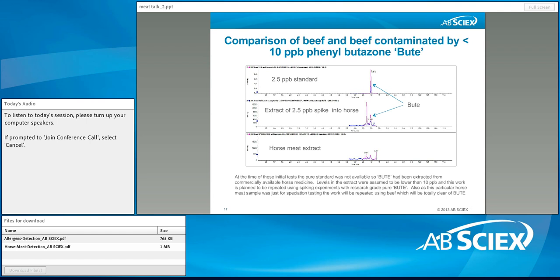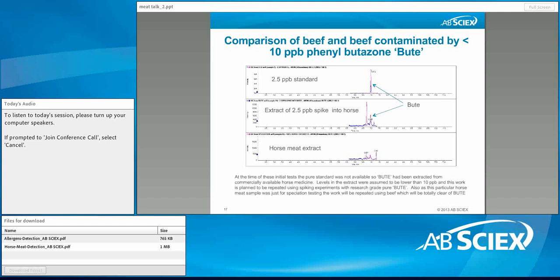And you can see here as well, when I spike in the 2.5 ppb, you can still detect it in the horse meat. So it clearly shows that you can combine vet residue, banned drug residue testing, and speciation into the same workflow without any modification to the sample prep, which I think is a huge improvement in throughput. So for people who want to test for this, you have multiple points of confirmation.